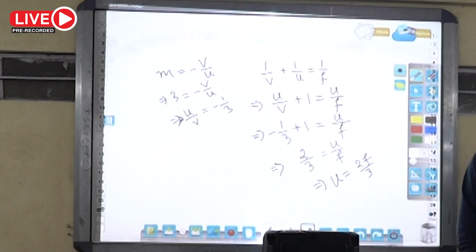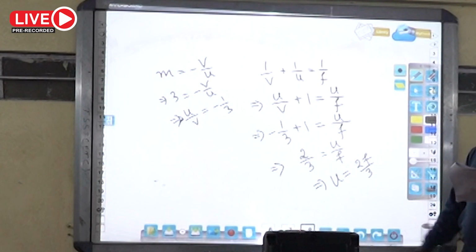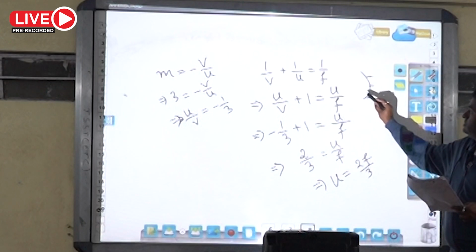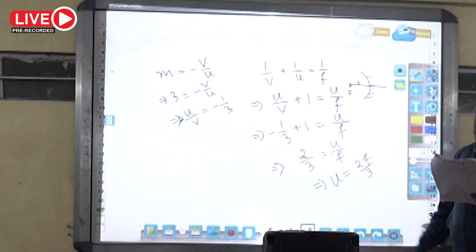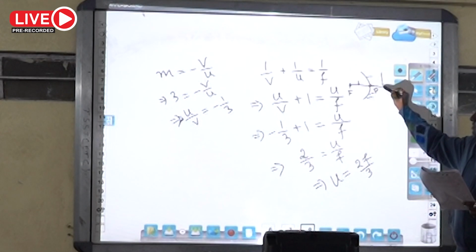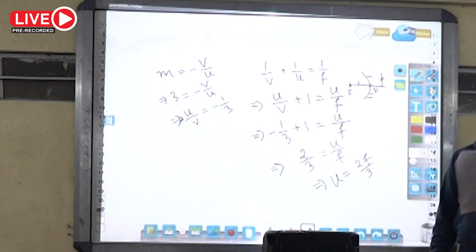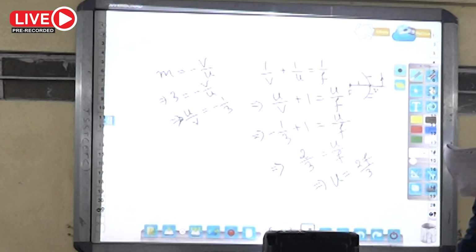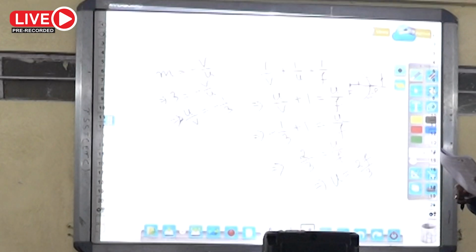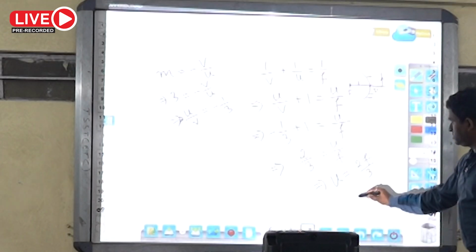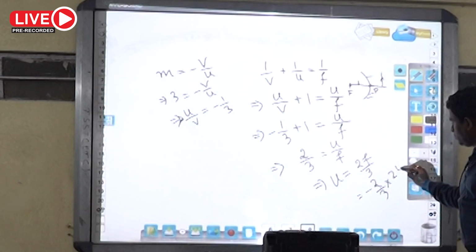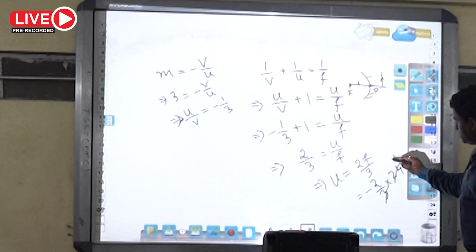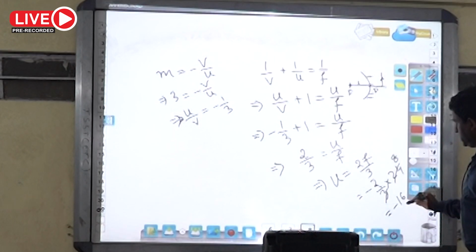And for a concave mirror, F is negative. F negative means, because a concave mirror looks like this. So there is F, an object is here. So F is negative with respect to the pole, and the image will be formed here. Then F is negative, and the value of F is given as 24. 2 by 3 into 24, that is 16.